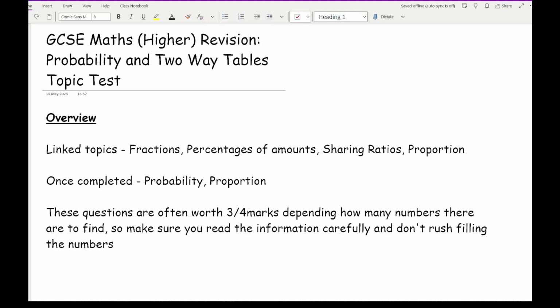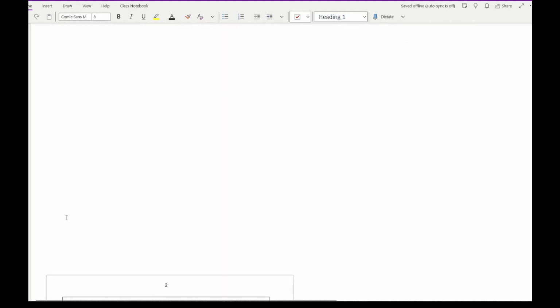But the most important aspect is making sure that you read the question, highlight key information, and definitely understand what information has been given. These questions are often worth 3 to 4 marks depending on how many numbers there are to find, so please make sure that you read the information carefully and do not rush filling in the numbers by simply seeing a number and filling it into the table. So let's get started on these questions.